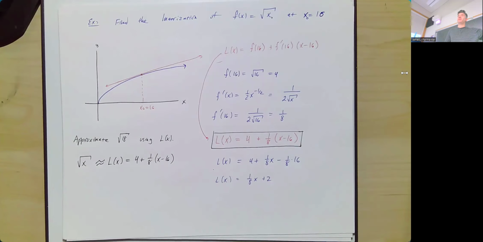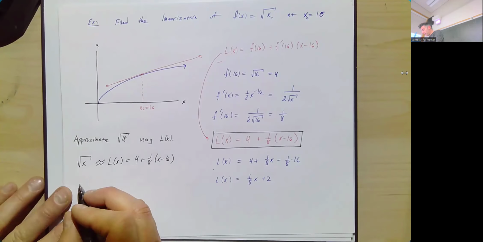At least it's approximately that near x equals 16, right? If we move too far away from 16, it's no longer a good approximation. But for values of x that are close to 16, I would say that 18 is close enough to be close. We can use this to approximate the value.